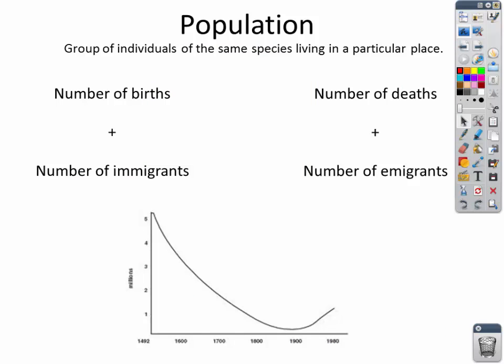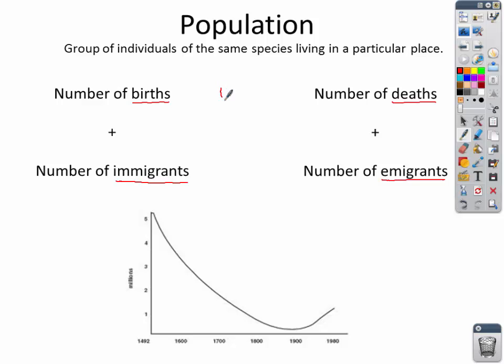What are we talking about when we talk about population? We're talking about, very simply, the number of births, and you have to account for the number of people coming into your country. So births plus immigrants. And then we compare that to the number of deaths and the number of people leaving that country. So that's a comparison, and that gives us our population.